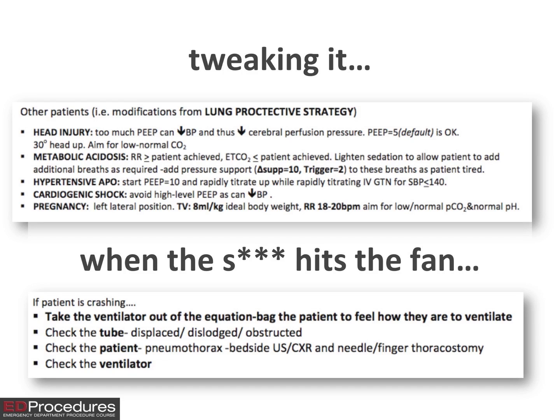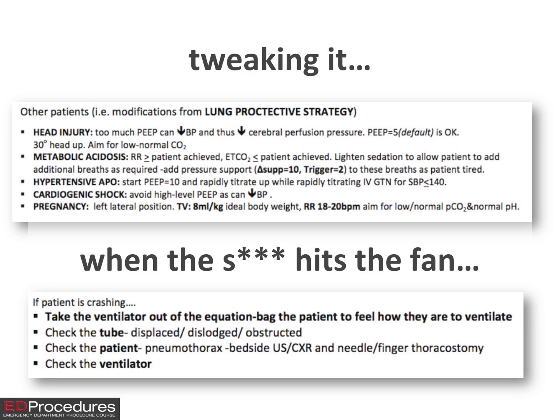Finally, if the patient is crashing, take the ventilator out of the equation by placing the patient on a bag valve mask. Check to see that the ETT is not displaced or obstructed. Check to see that the patient doesn't have a pneumothorax. This is probably done best by an experienced hand on an ultrasound machine. If in doubt, perform a finger thoracostomy.